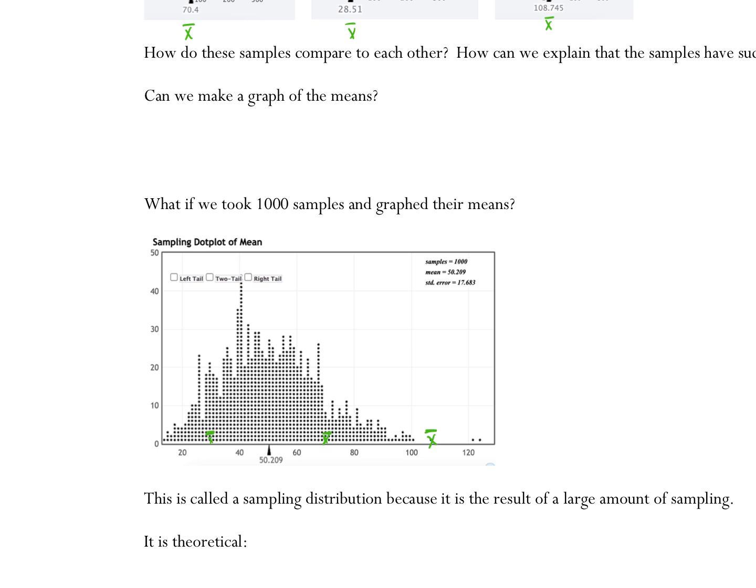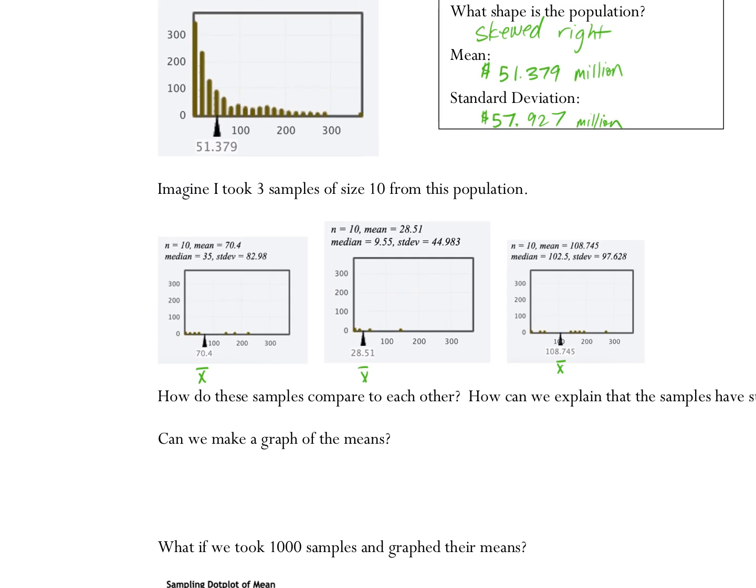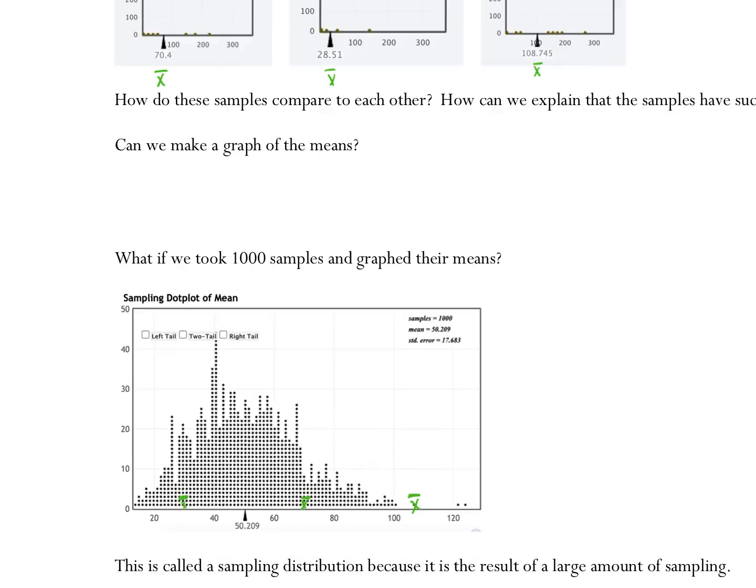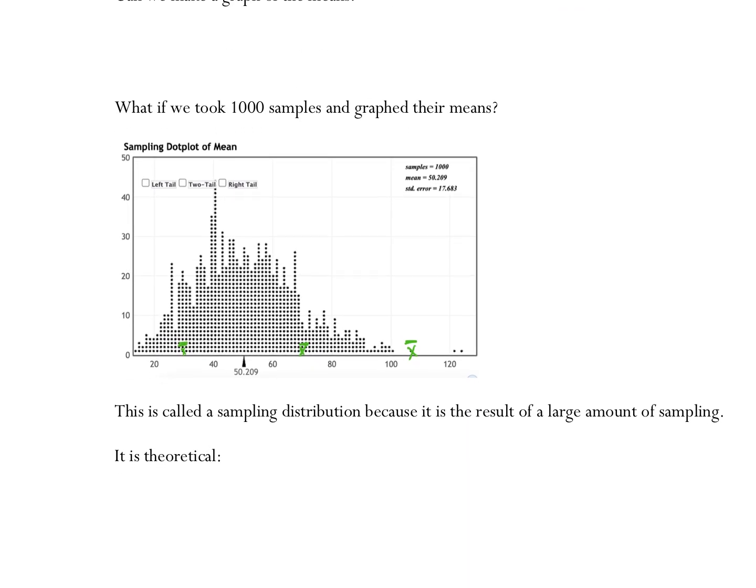And for that small sample size, what do you see about the shape of this? This is still skewed right, but is it as skewed as my population? Like if I go back up here, this was really skewed. This, not as skewed. Cool?